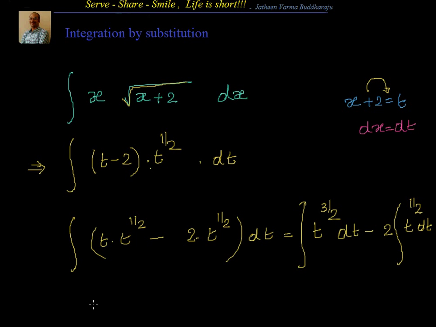Now what is the integral of t power 3 by 2? T power 3 by 2 integral is, let's do that here, t power 3 by 2 plus 1 by 3 by 2 plus 1. What is 3 by 2 plus 1? 5 by 2. So 1 by 5 by 2 will be nothing but equal to 2 by 5. So I can write it as 2 by 5 t to the power of 5 by 2. Let me write it down.